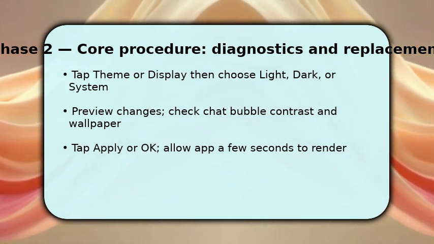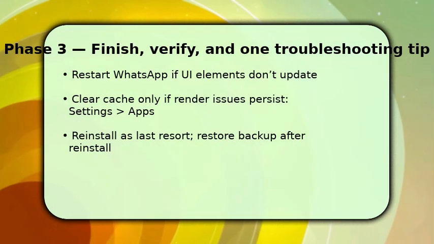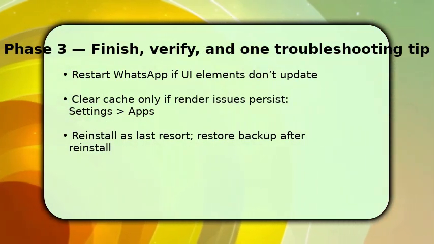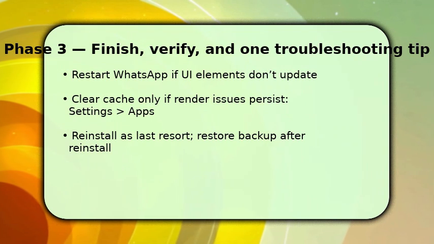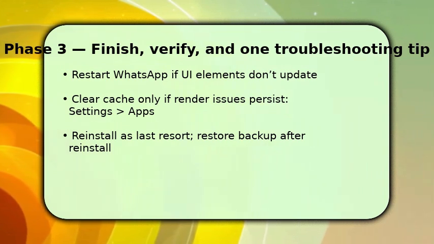If some UI elements didn't update, restart WhatsApp first. You should clear the app cache only if restart doesn't help. This forces a refresh without losing data.